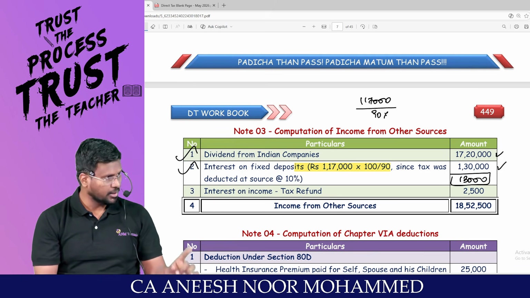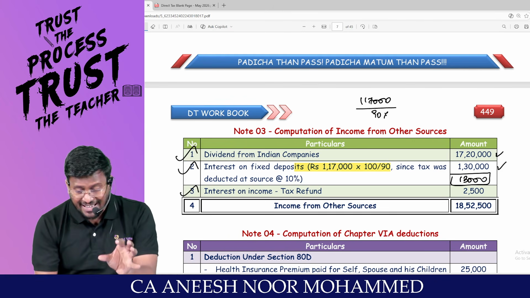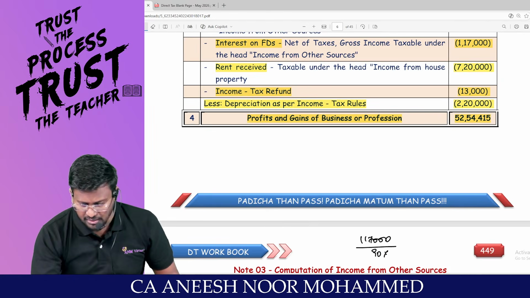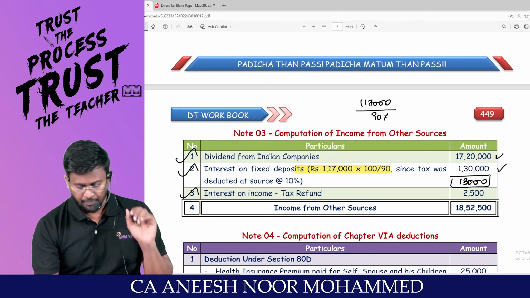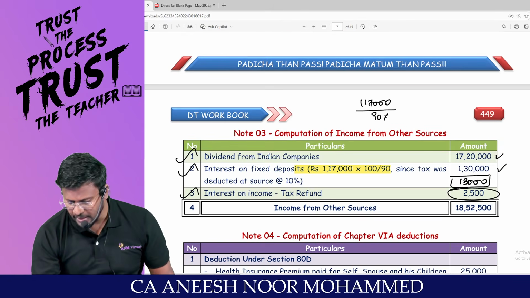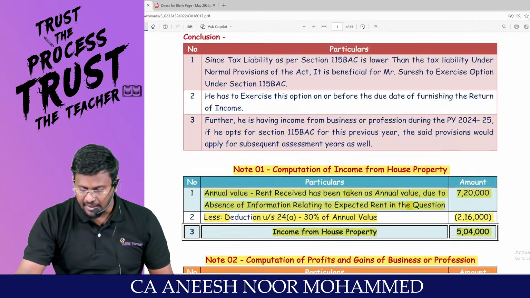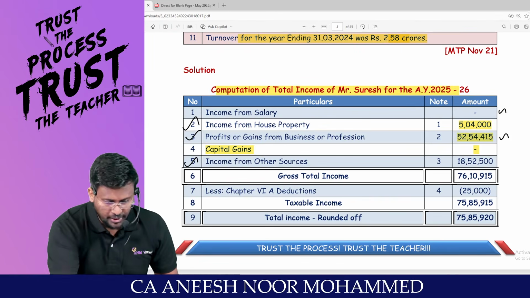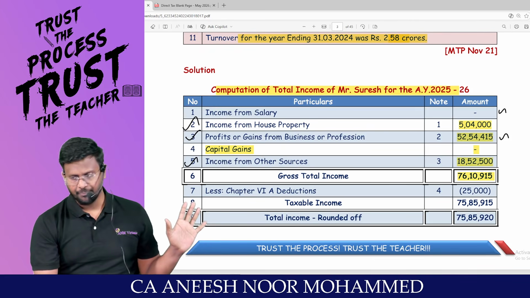Are you all really with me? Interest on income tax refund, total amount credited to P&L, we have eliminated how much? Sir, 13,000. But this 13,000 includes both principal and interest. Only the interest will be taxable, 2,500. So you will be getting income from other sources of 18,52,500. I hope that even this is very, very comfortable to you. Done. Gross total income completed.